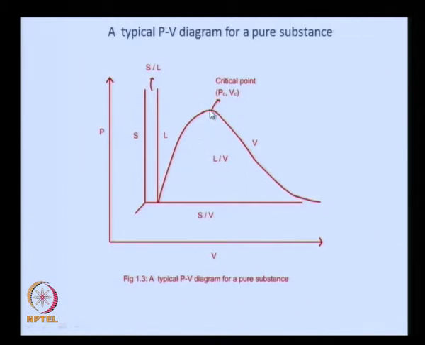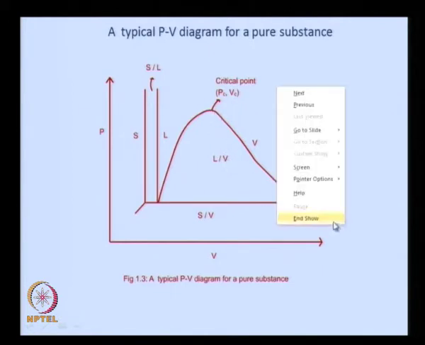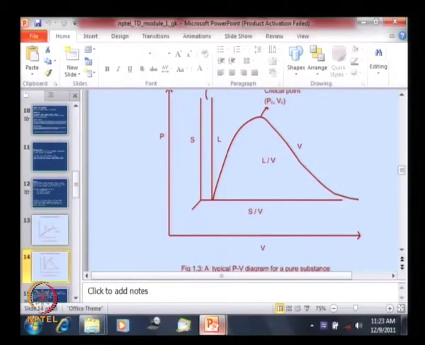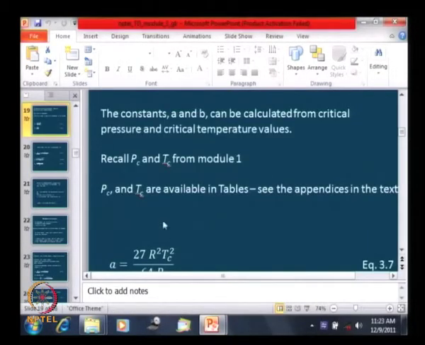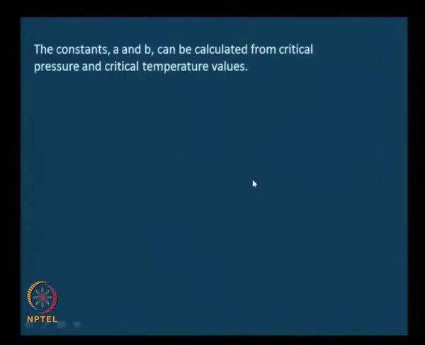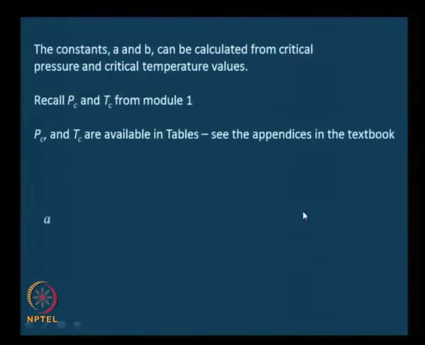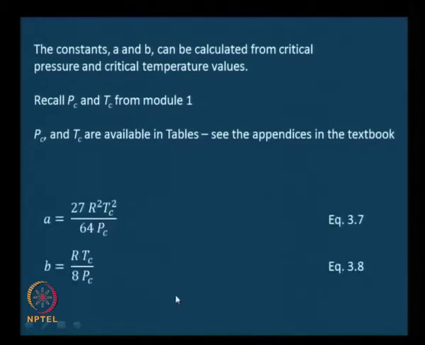top point of this is the critical point. Beyond this you have critical behavior, where the properties are very different. We said that we are not going to look at the properties of the critical phase in this particular course. So, this is the critical point, just to recall. And from that critical point, which is tabulated for pure substances, and that tabulation is available in the appendix of your textbook, we could get the values of A and B by these expressions.